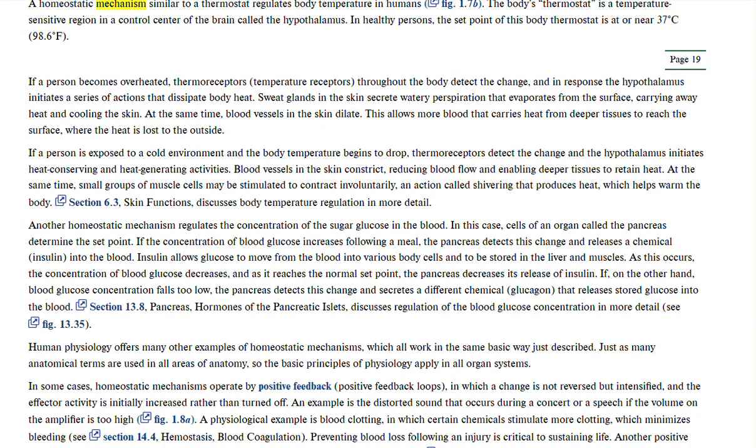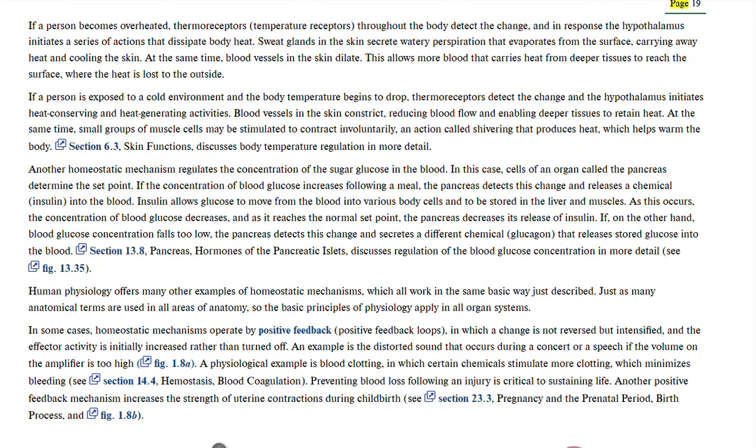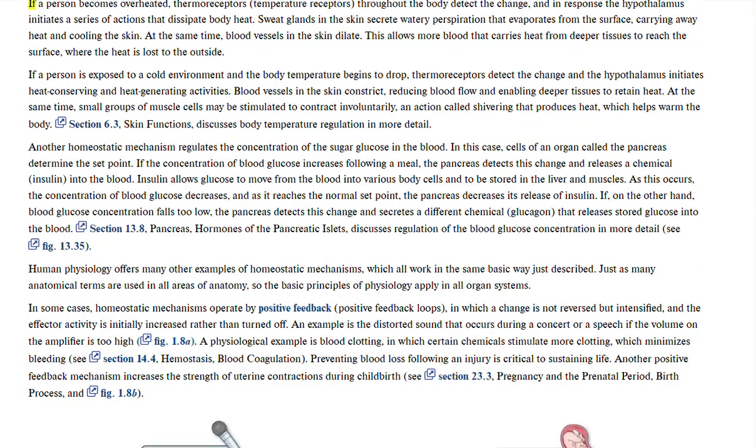A homeostatic mechanism similar to a thermostat regulates body temperature in humans. Figure 1.7b. The body's thermostat is a temperature-sensitive region in a control center of the brain called the hypothalamus. In healthy persons, the set point of this body thermostat is at or near 37 degrees Celsius (98.6 degrees Fahrenheit). If a person becomes overheated, thermoreceptors, temperature receptors, throughout the body detect the change, and in response the hypothalamus initiates a series of actions that dissipate body heat.